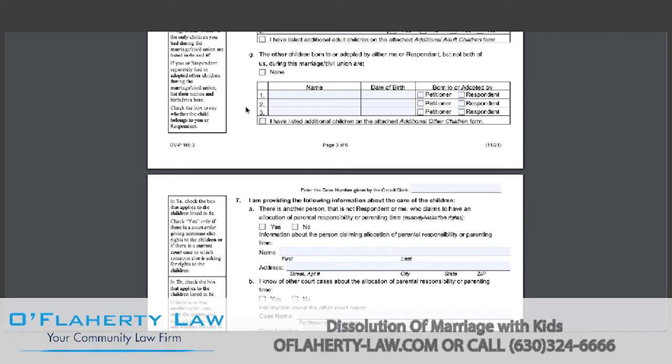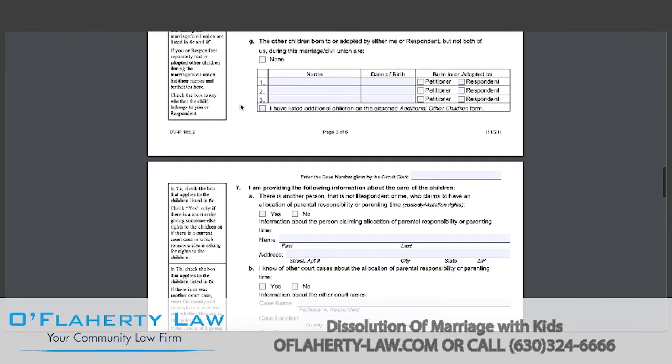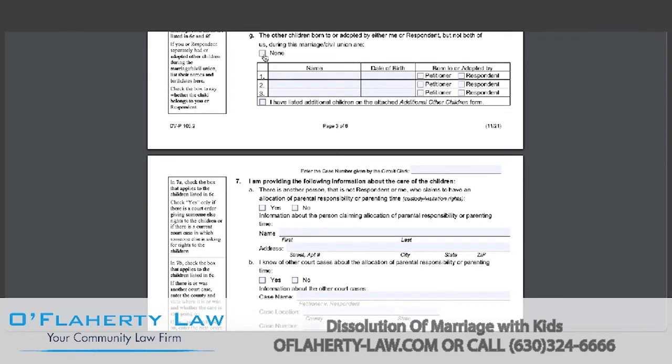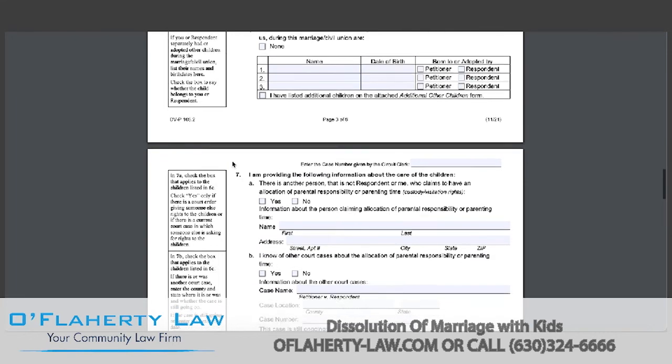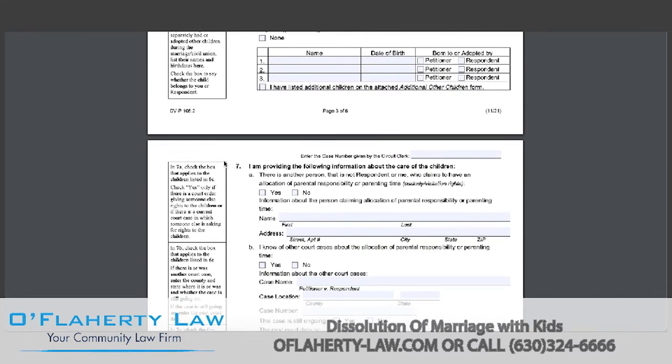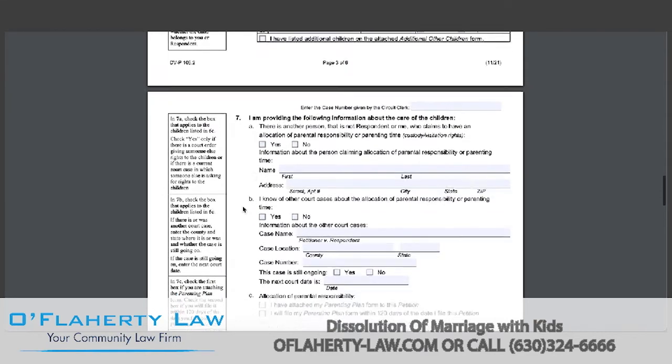Last section here, you will want to fill out whether there were any other children born to or adopted by you or your spouse, but not to both of you. If there are none, you can click none. You will want to note here whether the child was born or adopted to you or your spouse. The court cannot make decisions about decision-making, parenting time, or order child support for any children that are not of the marriage. So it's important to fill in that information.